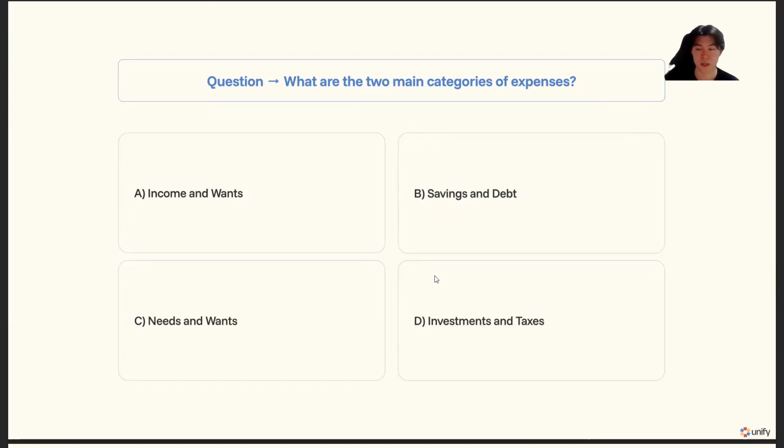So, here's a quick check for you. What are the two main categories of expenses? Is it A, income and wants, B, saving and debt, C, needs and wants, or D, investments and taxes. I'll give you a moment to select the correct option. Okay, if you picked needs and wants, you are correct.